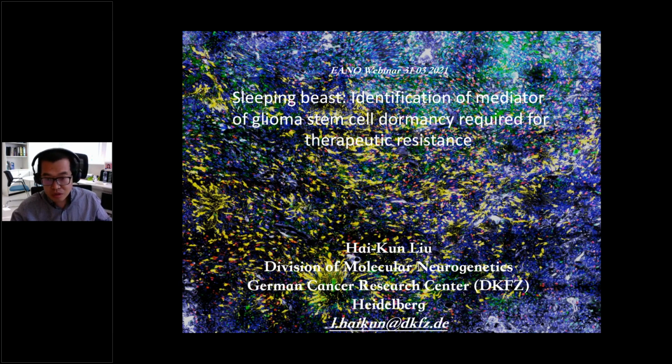And today I would like to share some of our recent and ongoing work on something we actually identified by surprise: a subpopulation which looks dormant in the tumor, and which also has a spatial pattern in the tumor distribution.